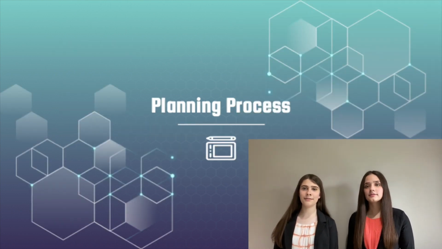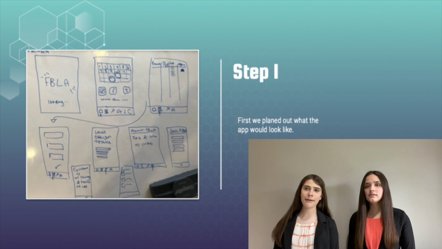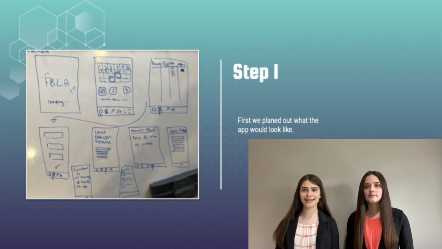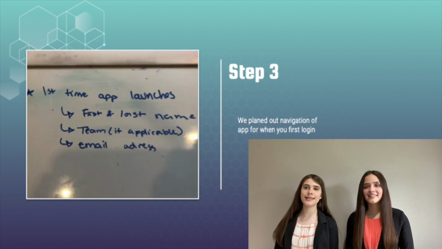And this brings us to the planning process. First, we planned out what we wanted the app to look like and how it would flow. As you can see by our sketch, we laid out the ways the pages would look, making sure we included all the necessary components. Next, we collected data that we would need within the app, and we put it into arrays so that it'd be easy to work with when we began to program. Finally, we wrote out how we wanted the app to work, so that translating it into code would be easy.